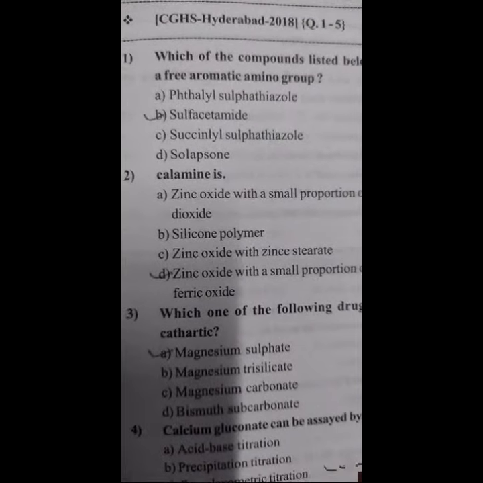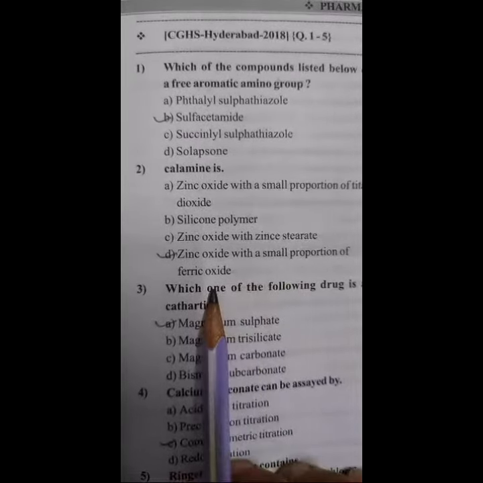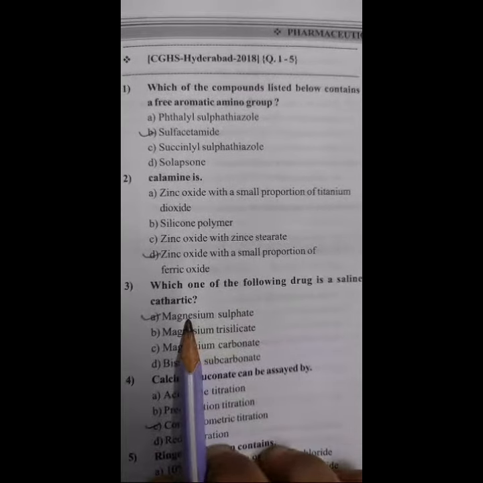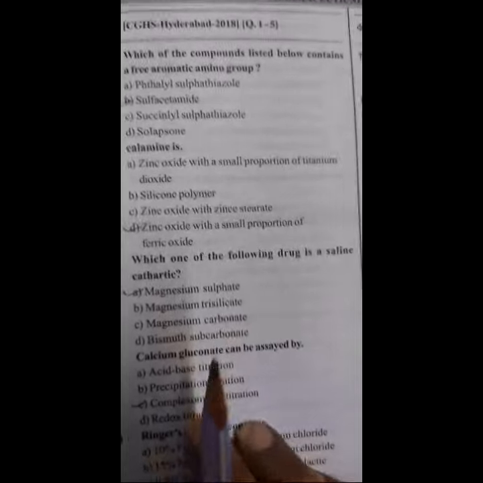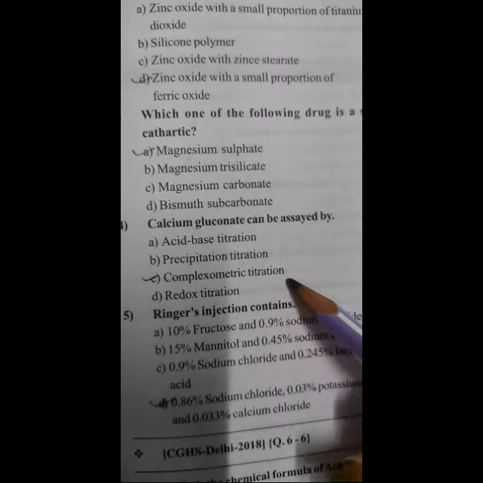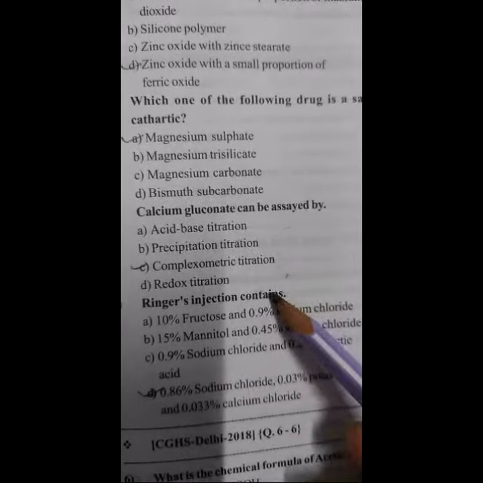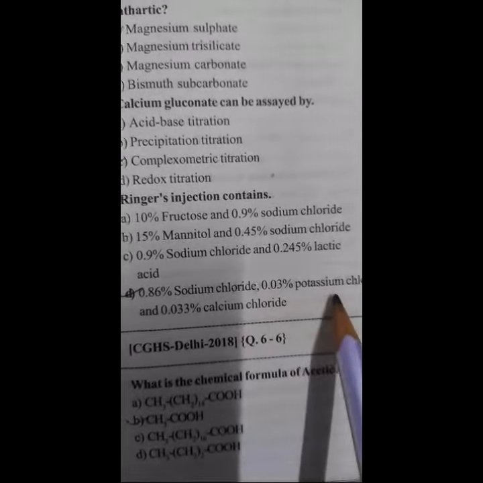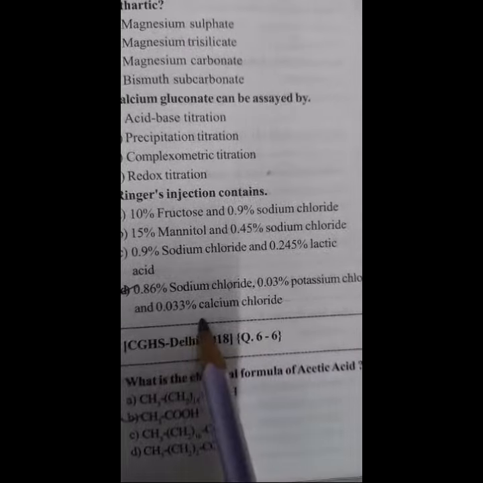Sulfacetamide. Calamine is zinc oxide with a small proportion of ferric oxide. Which one of the following drugs is a saline cathartic? Magnesium sulfate. Calcium gluconate can be assayed by complexometric titration. Ringer's injection contains 0.86% sodium chloride, 0.03% potassium chloride and 0.033% calcium chloride.